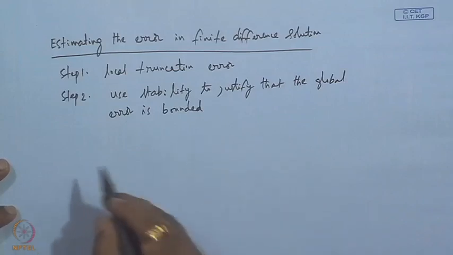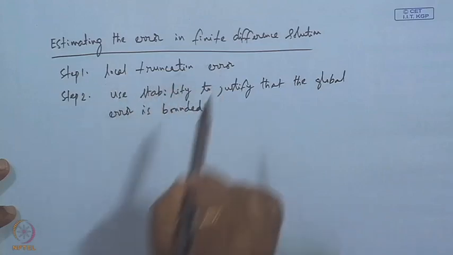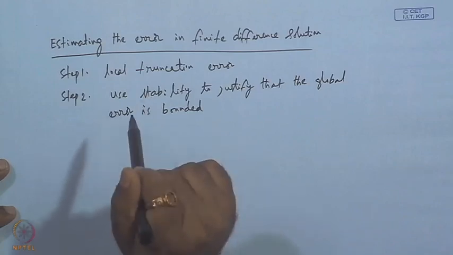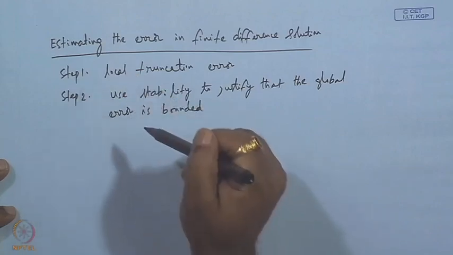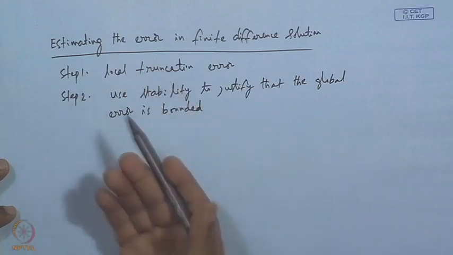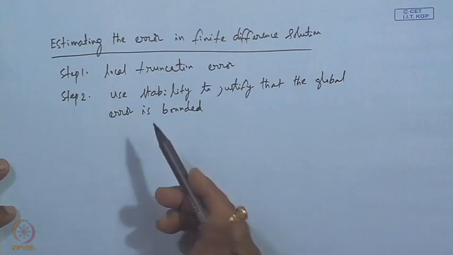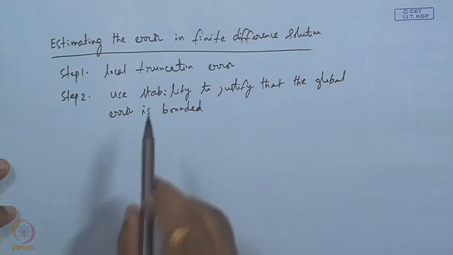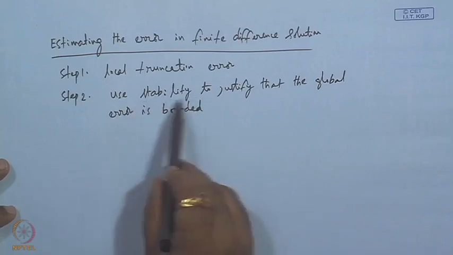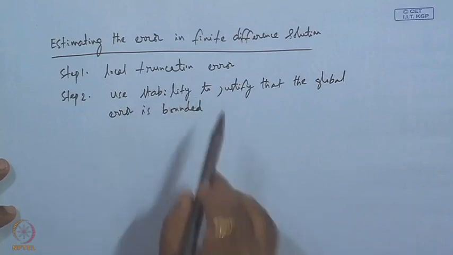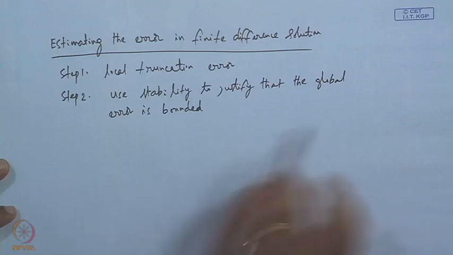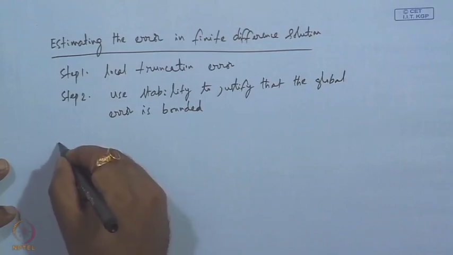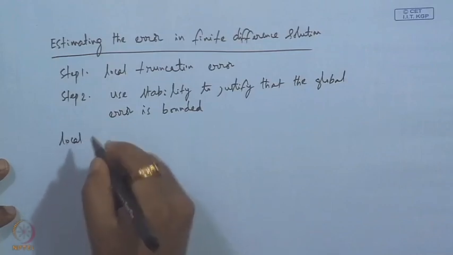Okay. So, that means you have a finite difference approximation. Now, what is the local truncation error that is being brought in? That is the disturbance initially. How do you ensure that it is not getting magnified? So, therefore, you have to use stability aspects and conclude that the global error is bounded. Okay, it is not getting magnified.